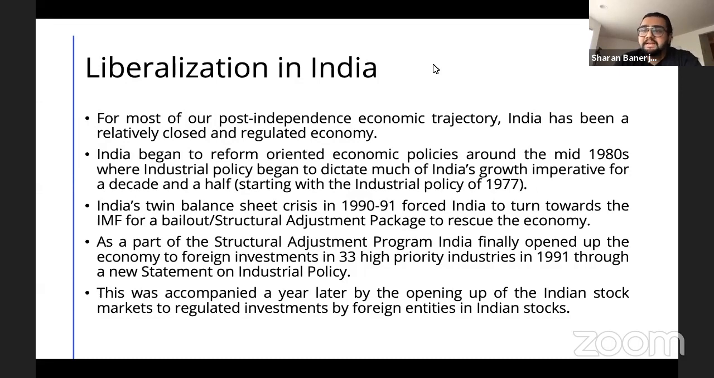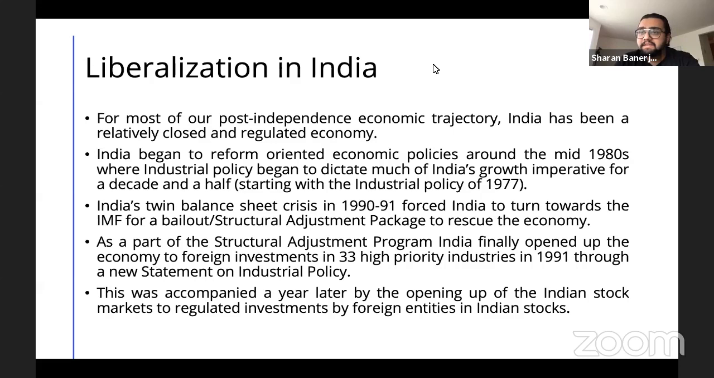Once India started adopting this Washington Consensus to suit India's needs, the structural adjustment program came in with the help of the IMF. In the landmark budget of 1990-91, the economy opened up to foreign investments and foreign technology agreements in 33 high priority industries. This was done through a new industrial policy announced by the Narasimha Rao government in 1990-91.